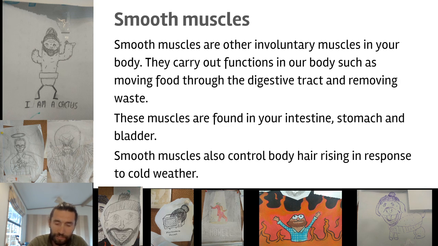Another example is like the hair on your arms. If it gets cold, your hair is going to stand up. There are little muscles inside each hair follicle that makes that stand up. Once again, you can't control that, but your body will respond to cold weather or shock or something by making those hairs rise up.